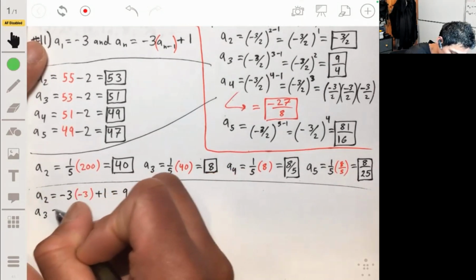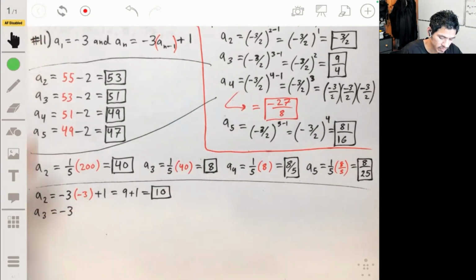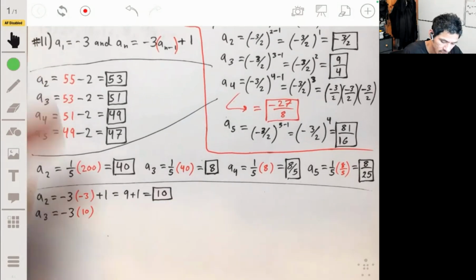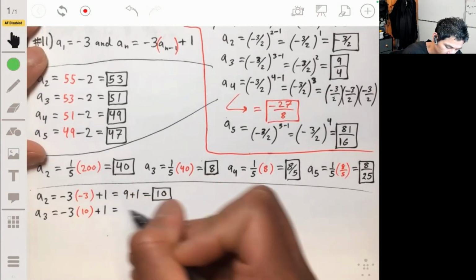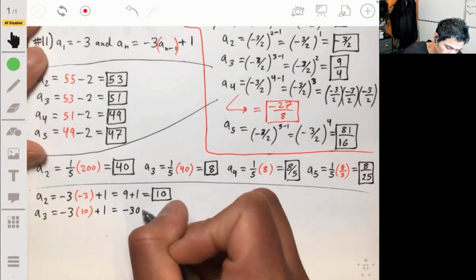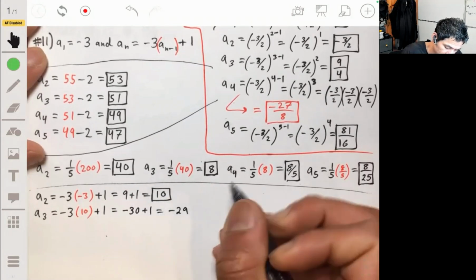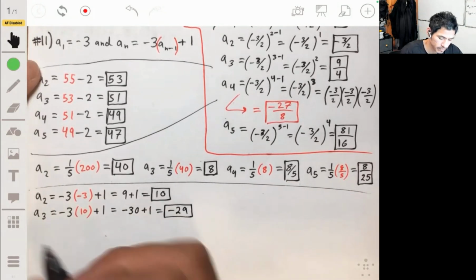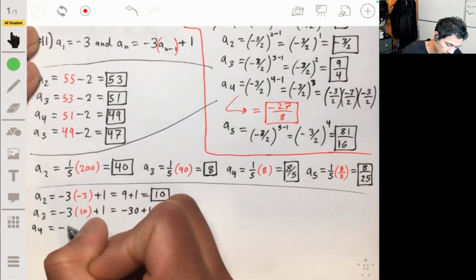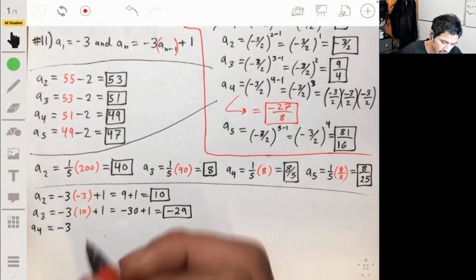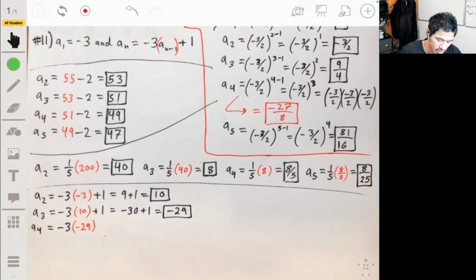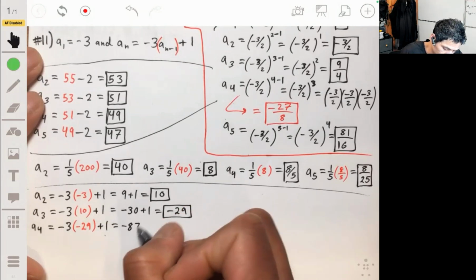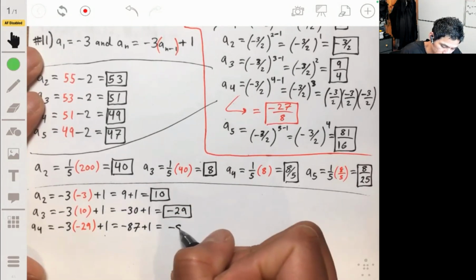For A3, we're going to take -3 and multiply it by A2, which is 10, then add 1 to it. So we'll get -30 plus 1, which is -29. A4 will be then -3 times -29 plus 1. So that'll be 87 plus 1, so 88.